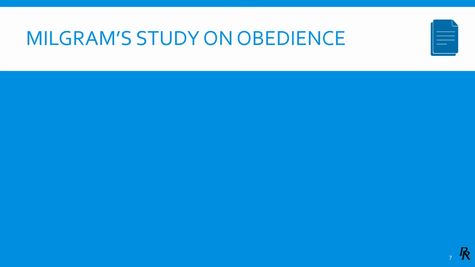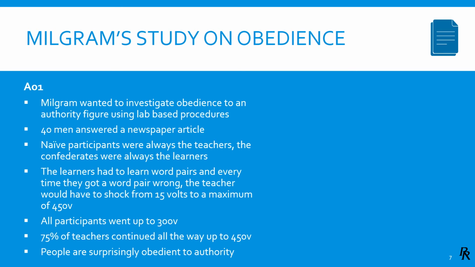Milgram study on obedience, starting with AO1. Milgram's aim was to investigate obedience to an authority figure using a laboratory-based procedure. Naive participants drew lots to be the teacher or the learner and always ended up as the teacher. The teacher had to read one half of a word pair and the learner had to supply the other half. Once in a while, the learner would get it wrong and get a shock.